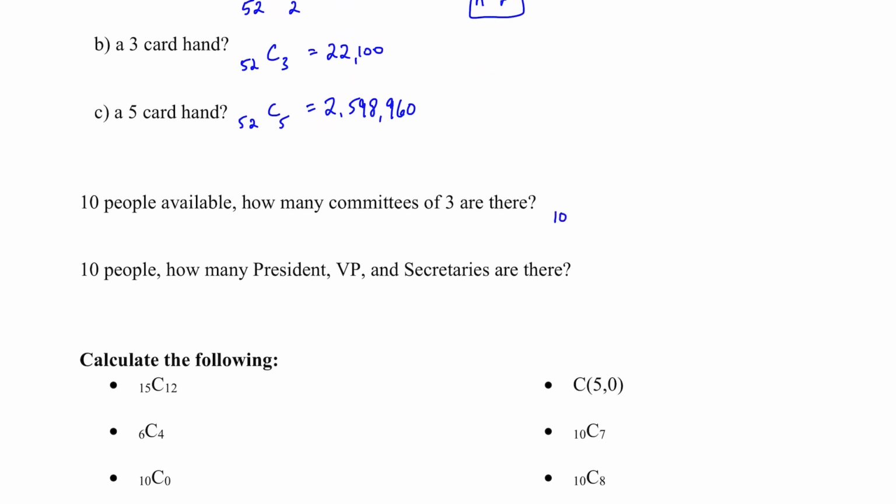What about if you have 10 people available? How many committees of 3 are there? Again, you would have 10 people. You're choosing 3. It would be 10 choose 3. And I imagine you can use your calculator by now to figure this out.